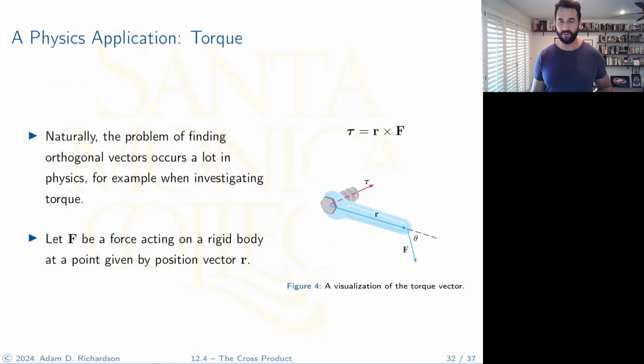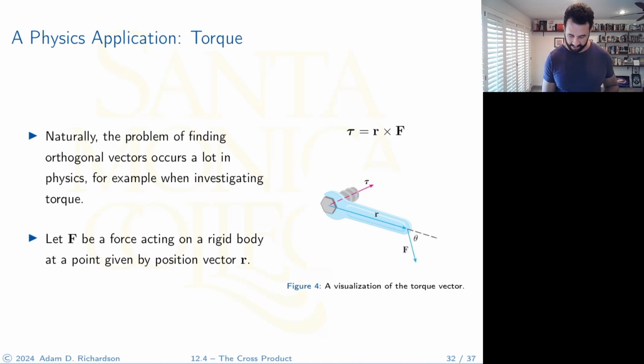Now, moving along, we can apply this. This is a simple physics application, torque. As you might imagine, finding vectors that are orthogonal to other vectors is a common need. We have to do it a lot, and we need that a lot. So it gets used in physics a lot, for example, when you're investigating torque.